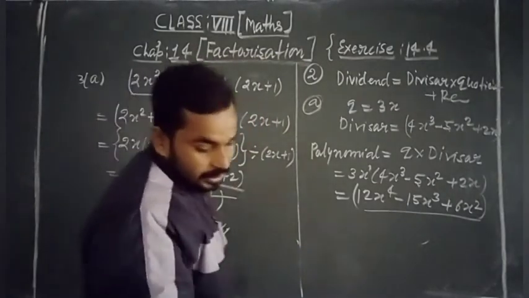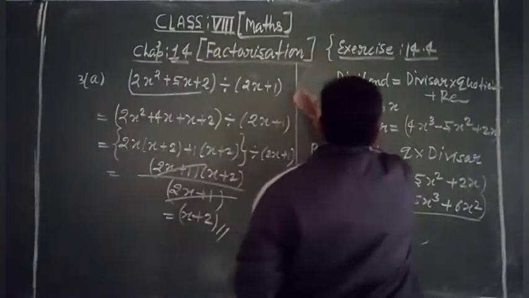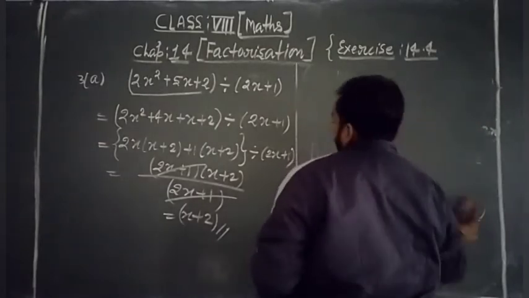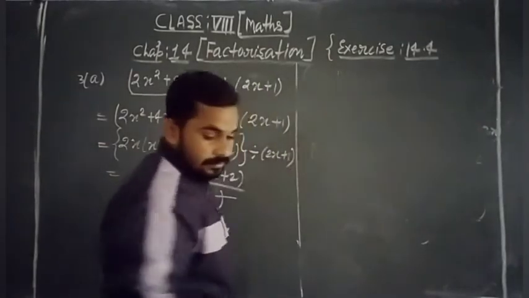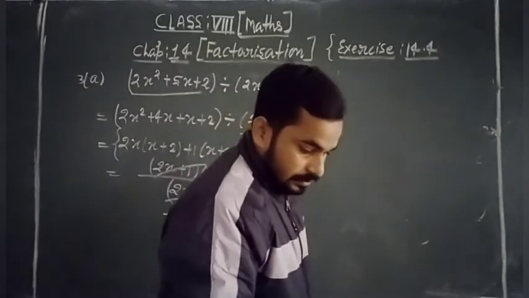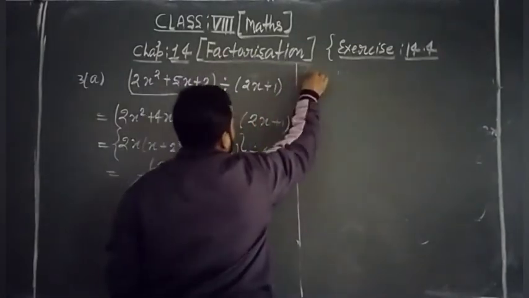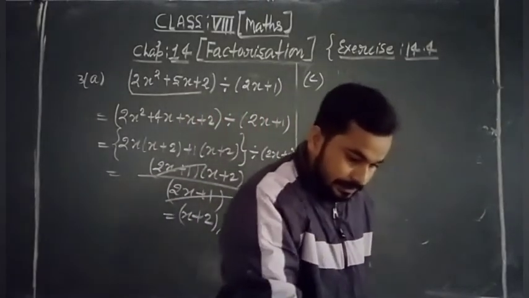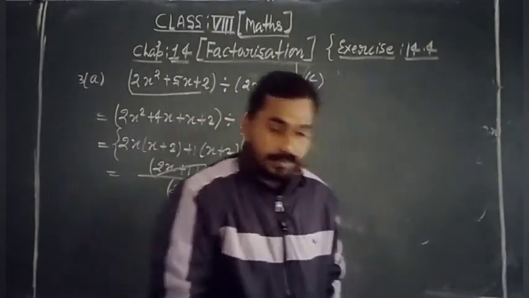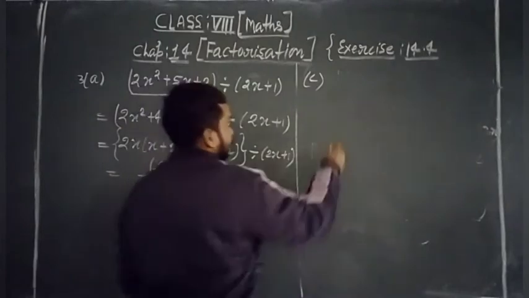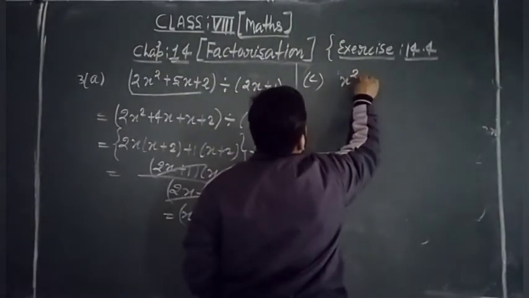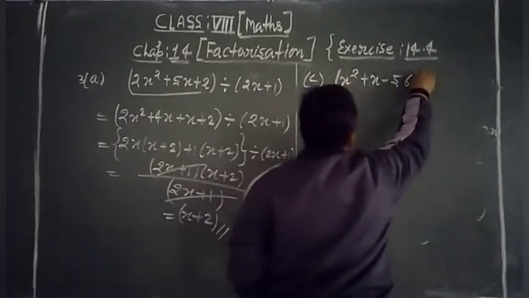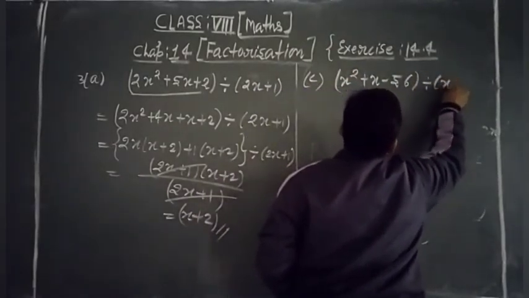Now take the next part of this question. We have tried the same process in the whole question. Take part C of question number 3: x square plus x minus 56 divided by x plus 8.